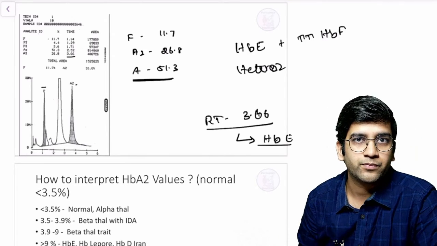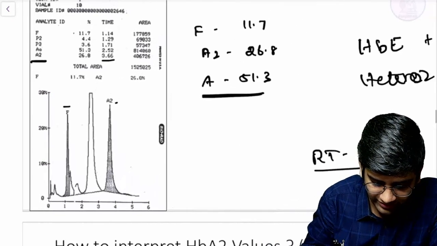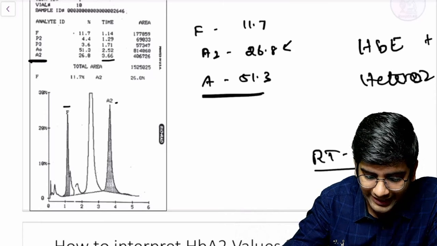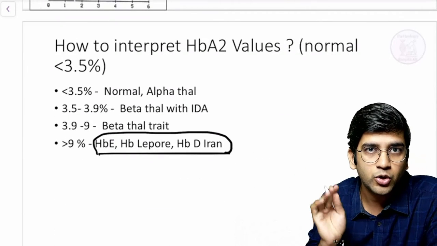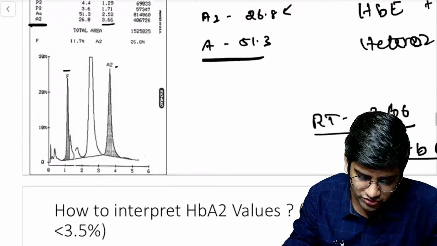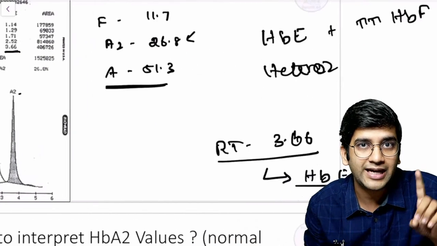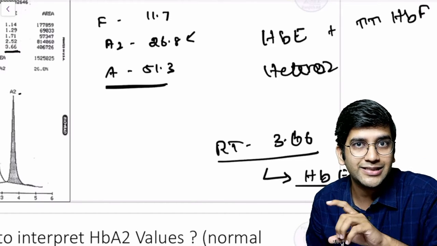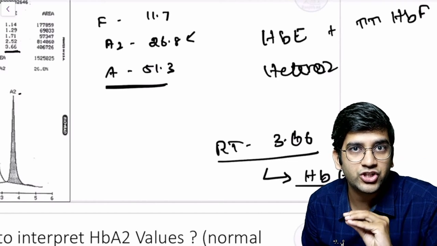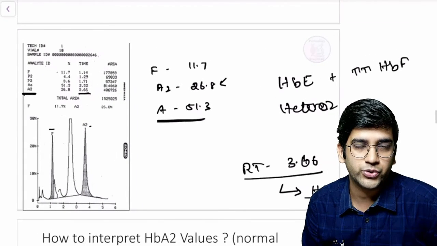It's simple. Look at the three tables, that's all. Here, I had someone in the A2 window more than 9%. So if it's more than 9%, I think of these three guys. To work out which of those three it is, we look at the retention time. Like I said, retention time varies. I gave you an example of 3.73 as retention time for my lab. In this lab, 3.66 was the retention time for HbE. So we reported that as HbE heterozygotes.